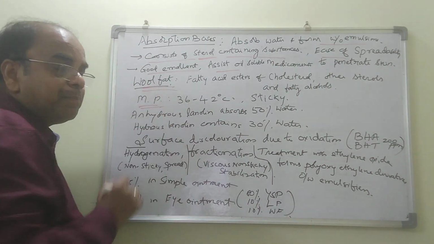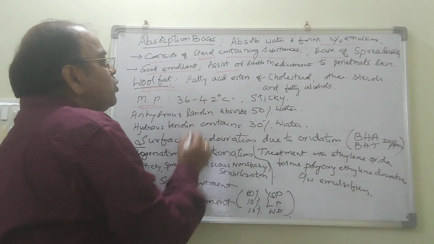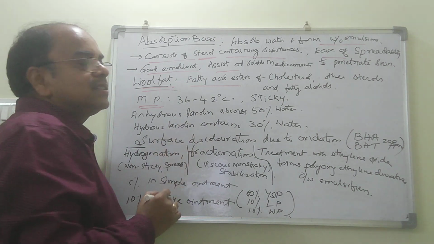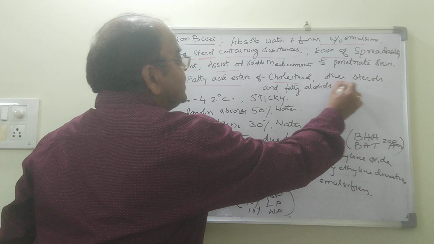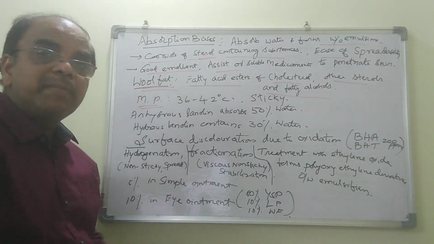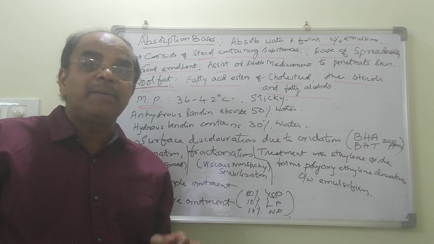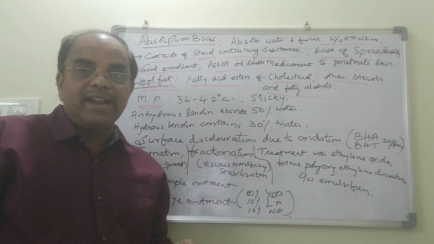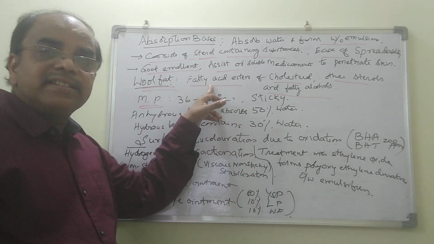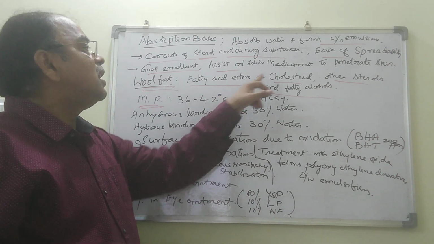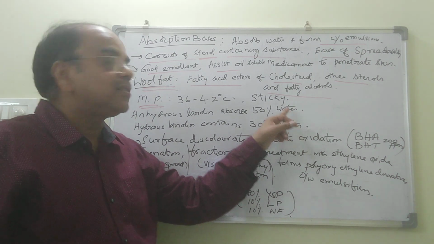And the best example of the absorption base is wool fat. What is wool fat? It is fatty acid esters of cholesterol and other sterols and fatty alcohols. Remember this one, wool fat is very important. Even from the Viva point of view, it is a common question in the Viva examination. What is the other name for wool fat? Lanolin. What is wool fat? It contains fatty acid esters of cholesterol and other sterols and fatty alcohols.